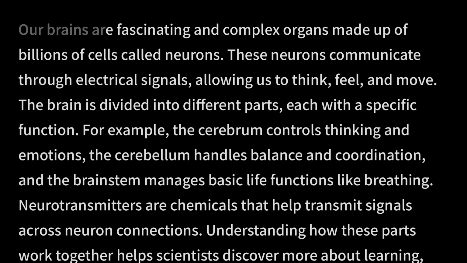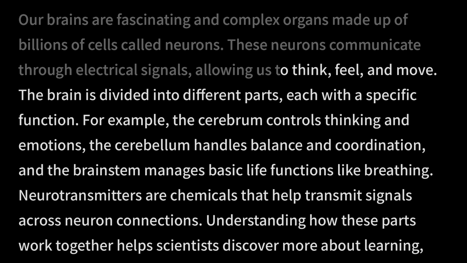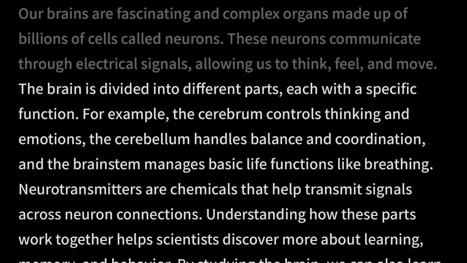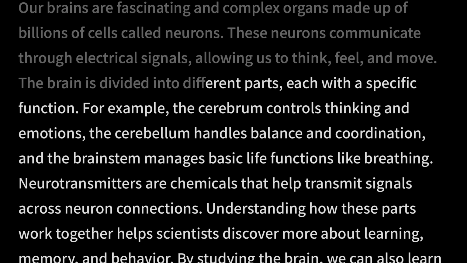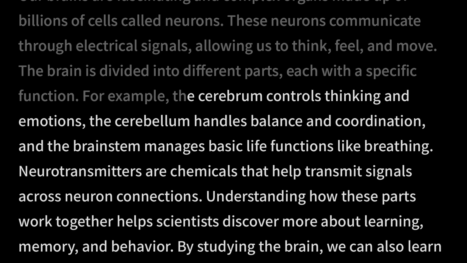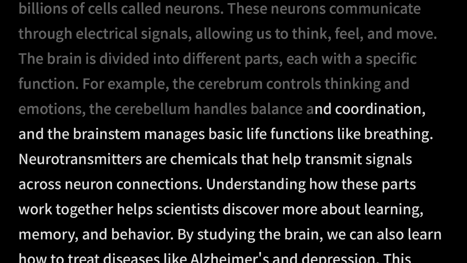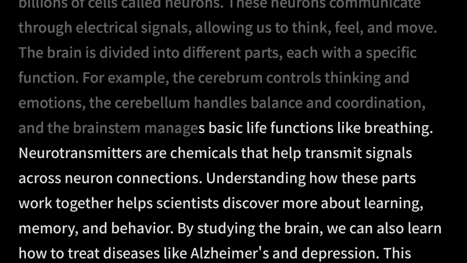Our brains are fascinating and complex organs made up of billions of cells, called neurons. These neurons communicate through electrical signals, allowing us to think, feel, and move. The brain is divided into different parts, each with a specific function. For example, the cerebrum controls thinking and emotions, the cerebellum handles balance and coordination, and the brainstem manages basic life functions like breathing.